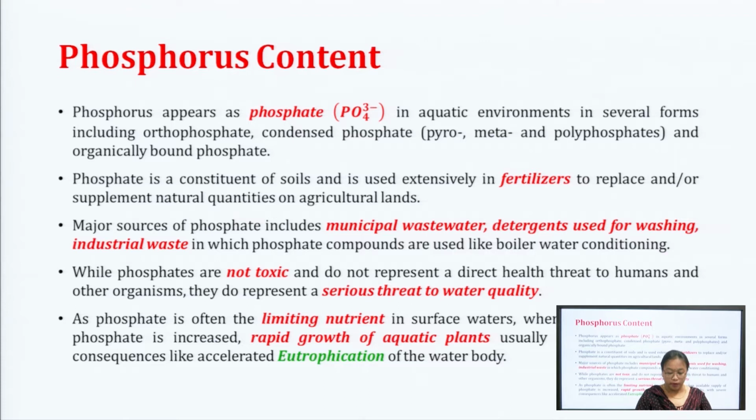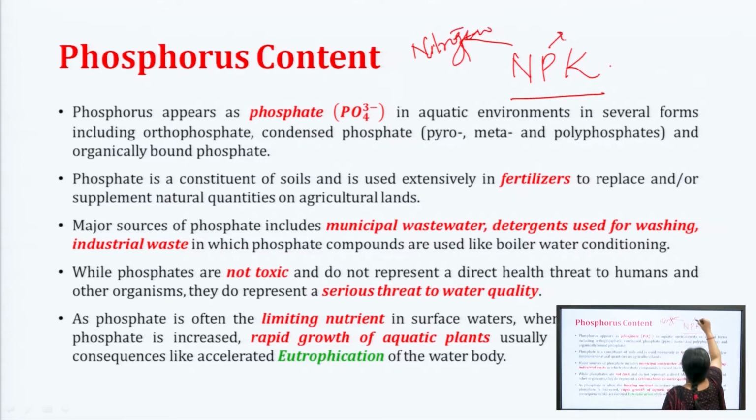Phosphate is a constituent of soil and is extensively used in fertilizers to replace or supplement natural quantities on agricultural lands. So, people from a farming background, or people who have done a little bit of biology, must know that the most commonly used fertilizer is NPK. Okay? So, what is NPK? N is for nitrogen, P is for phosphorus and K is for potassium.